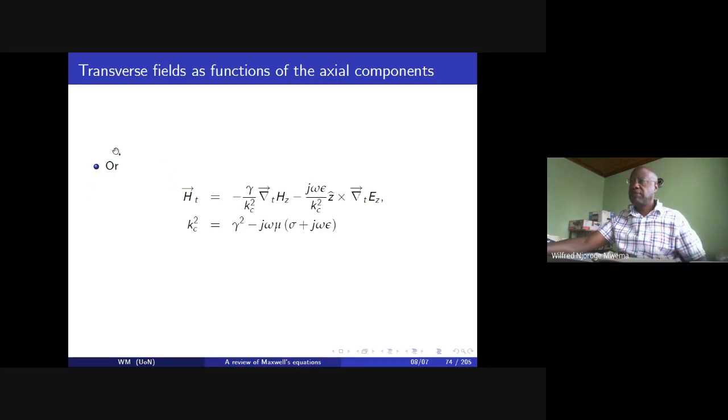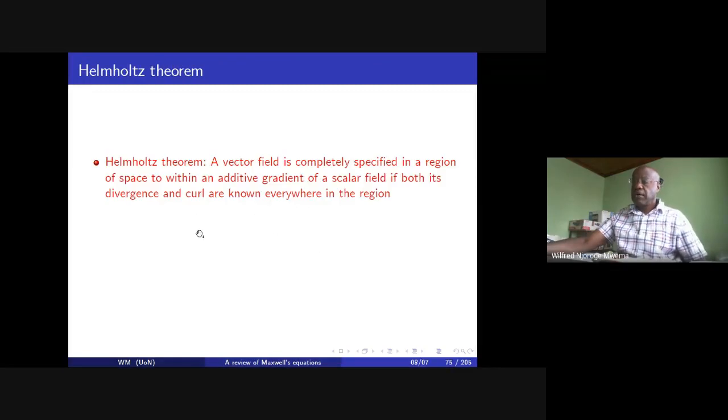So, just like before, we have H_t is given by minus gamma by kc squared, that, and so forth. Now, the other expressions, of course, will reduce as well once we use the appropriate components of the del operator and so forth, and it becomes much easier to see. We have already seen what those ones are going to be.